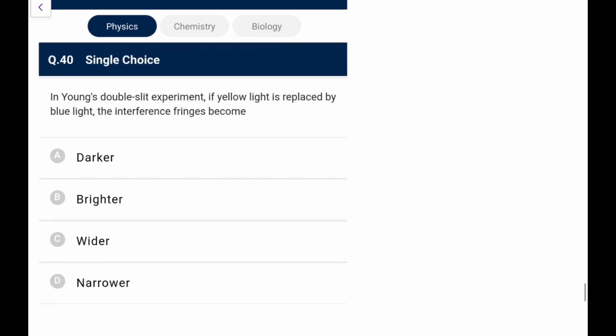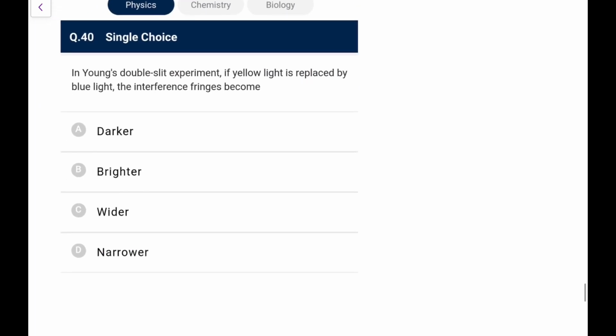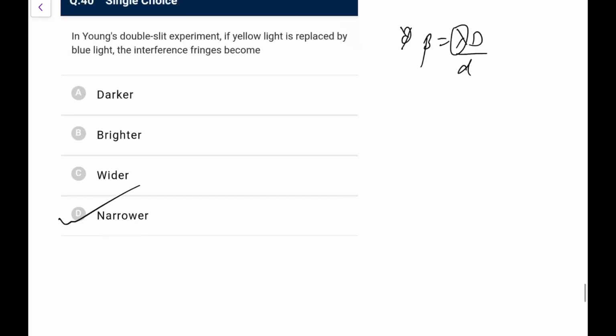Next one. In YDSE, if yellow light is replaced by blue light, so the interference fringes, you know that fringe width is lambda D by d. So yellow to blue, that means lambda decreases, so fringe width will become narrower. So go for option D here.